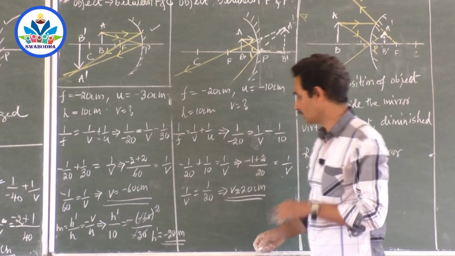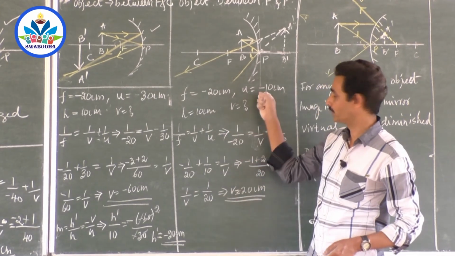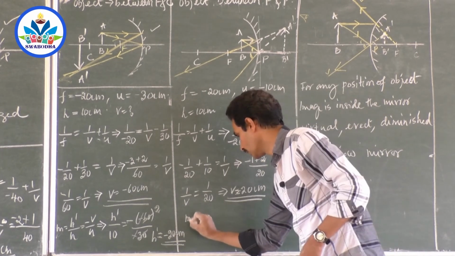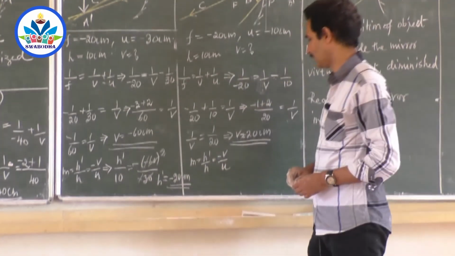What is magnification? It should be enlarged. Of course, we will come to know that it is enlarged. Image distance is 20, which is greater than the object distance. So magnification should be positive now. M is equal to H dash by H equal to minus V by U. That's what the formula says.